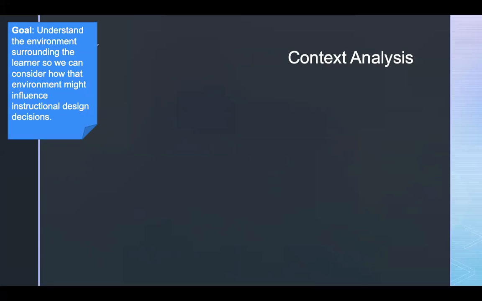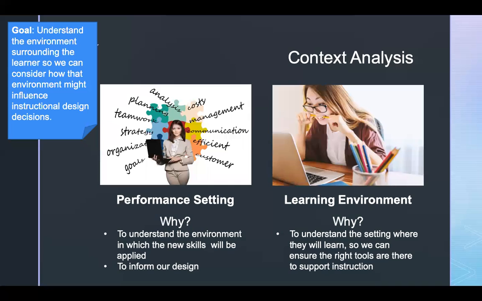Once we've kind of gotten a better understanding of the learner, we need to understand the environment around them so that we can think about how that environment might influence our instructional design decisions. Now, there's really two focuses of context that we need to look at. The first is the performance setting. And the performance setting is where individuals are actually going to be applying their learning. So what is that environment they're going back into after training is completed?